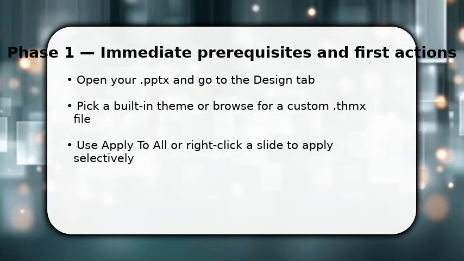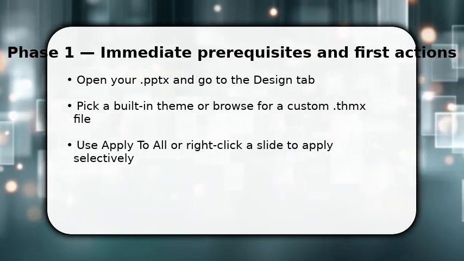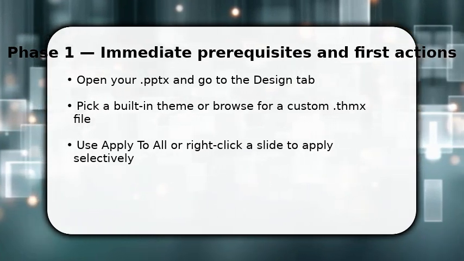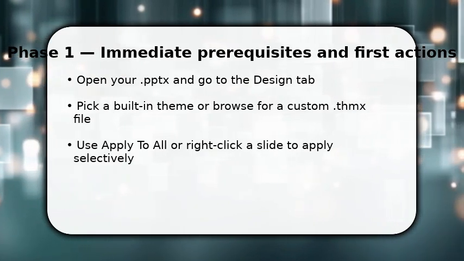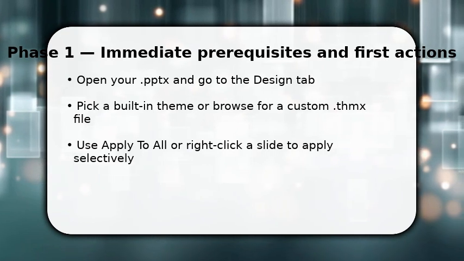You've opened the presentation, now go straight to the Design tab. Start by picking a theme you like. Themes set fonts, colors, and basic layout so you save time. Once selected, decide whether to click Apply to All or right-click an individual slide to apply the theme only there.